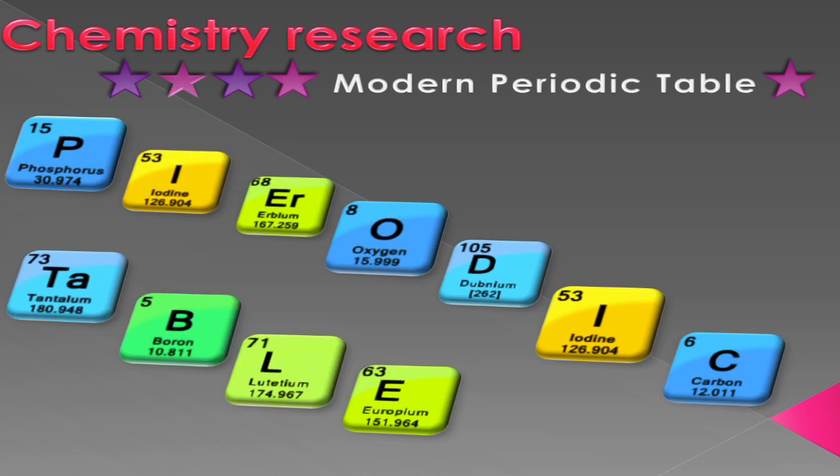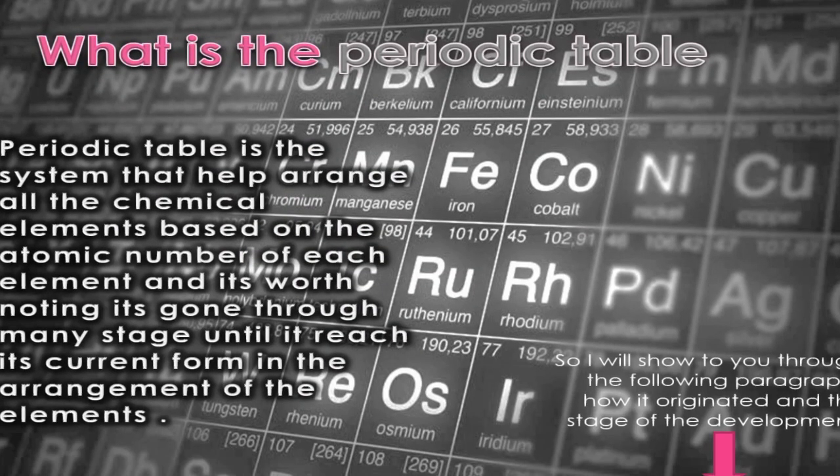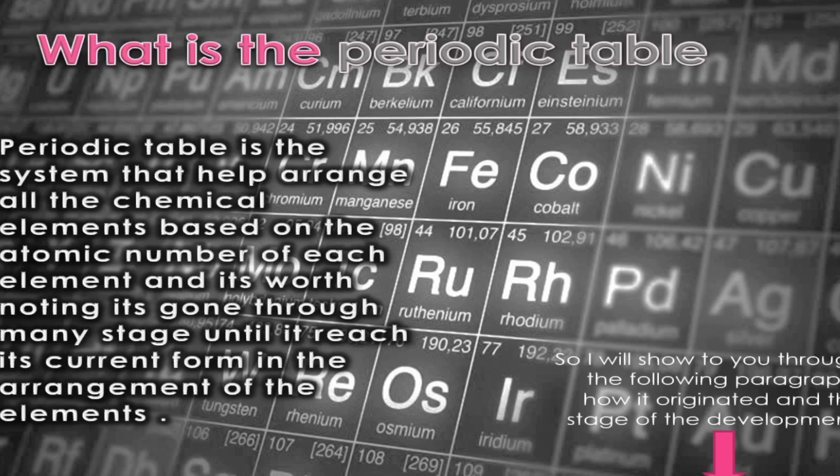So first, what is the periodic table? The periodic table is the system that helps arrange all the chemical elements based on the atomic number of each element, and it's worth noting it has gone through many stages until it reached its current form in the arrangement of the elements. So I will show you the stages and the development of the periodic table.